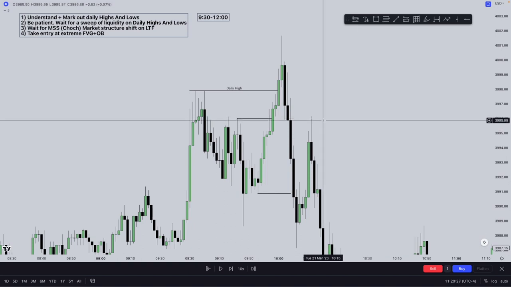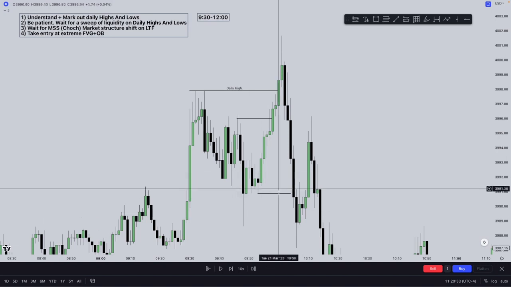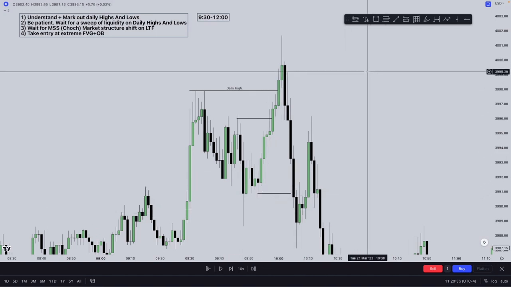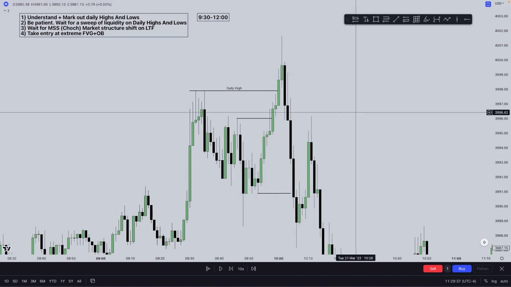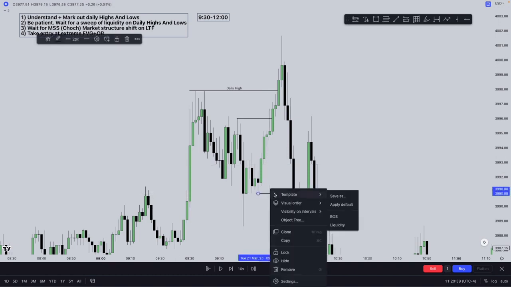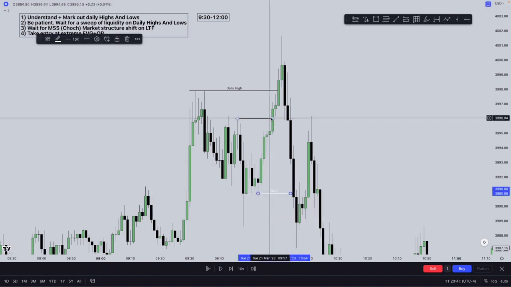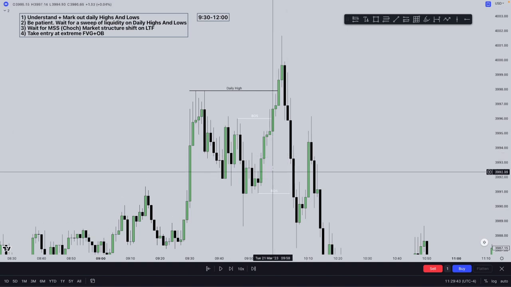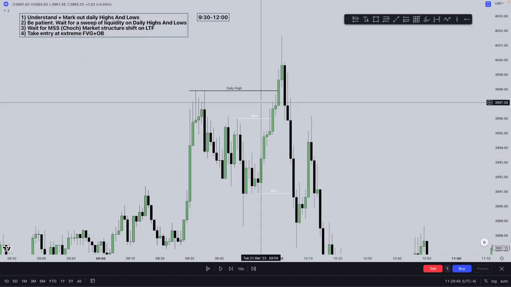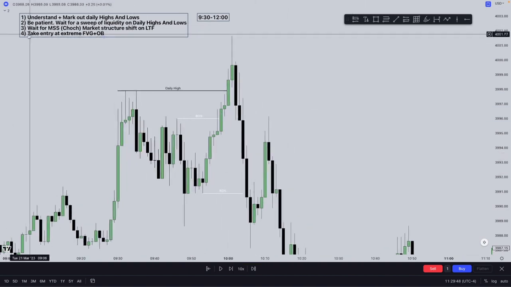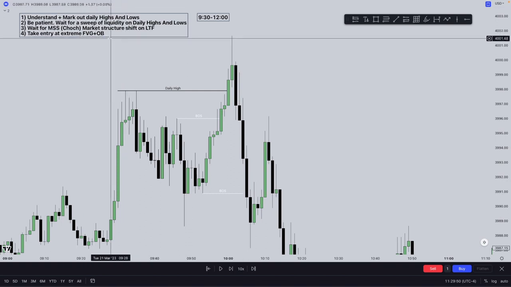I don't really have a rule where I take it too seriously of which high to go for, which low to go for. I would just like to see a break of a high and then a low, or a break of a low then a high if I'm looking for buys. Anyway, so yeah, this is change of character. I'm gonna mark it out as BOS. You can't really see that, but yeah, who really cares? And then the fourth one is take entry at extreme FVG plus OB.